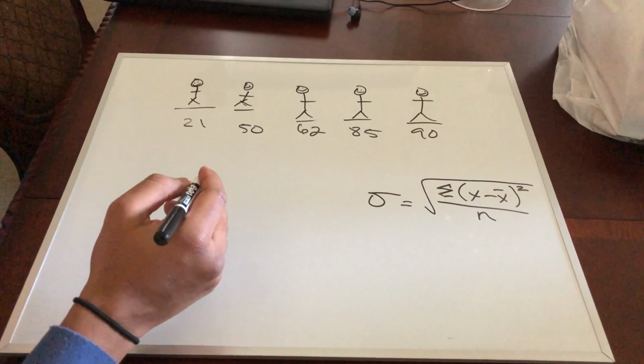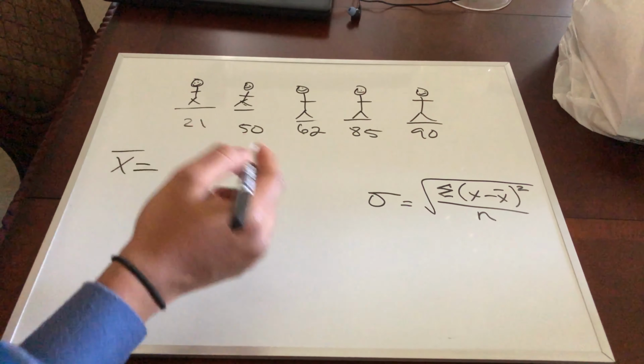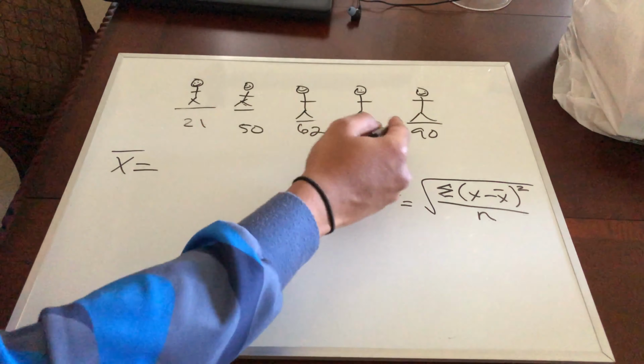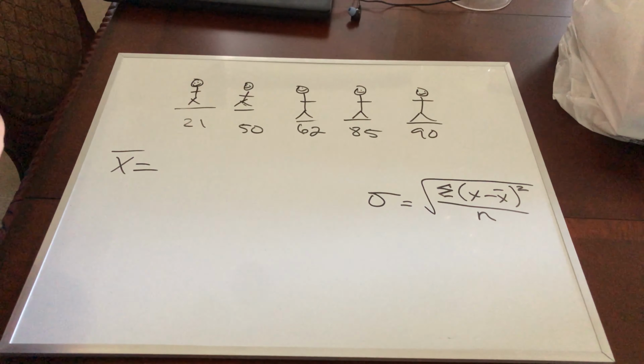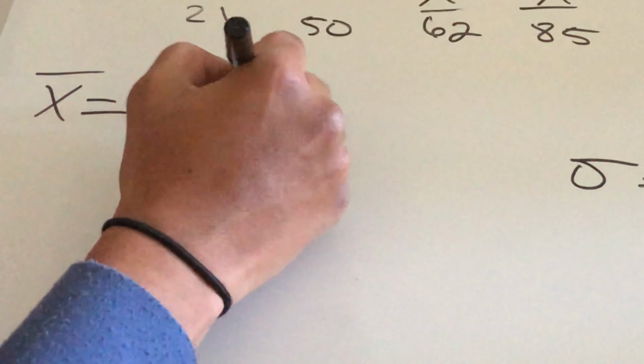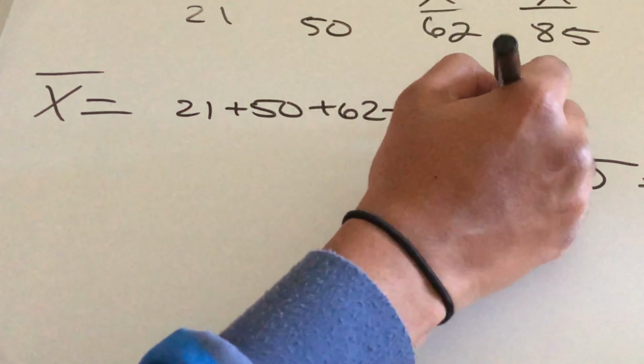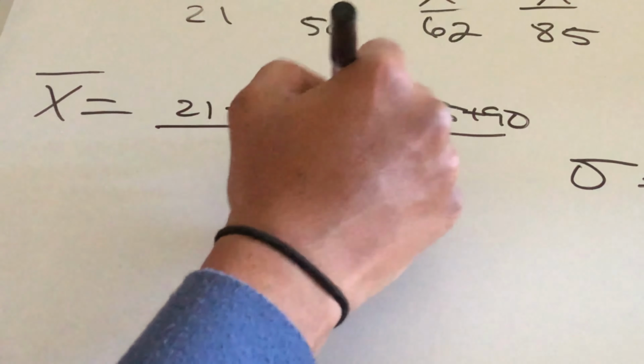All right, the first thing we're going to do is find the mean, or x bar. Mean is our x bar, and our x bar equals what? All of these numbers divided by how many people are given in the sample size. So we have 21 plus 50 plus 62 plus 85 plus 90. We're going to divide that by 5.